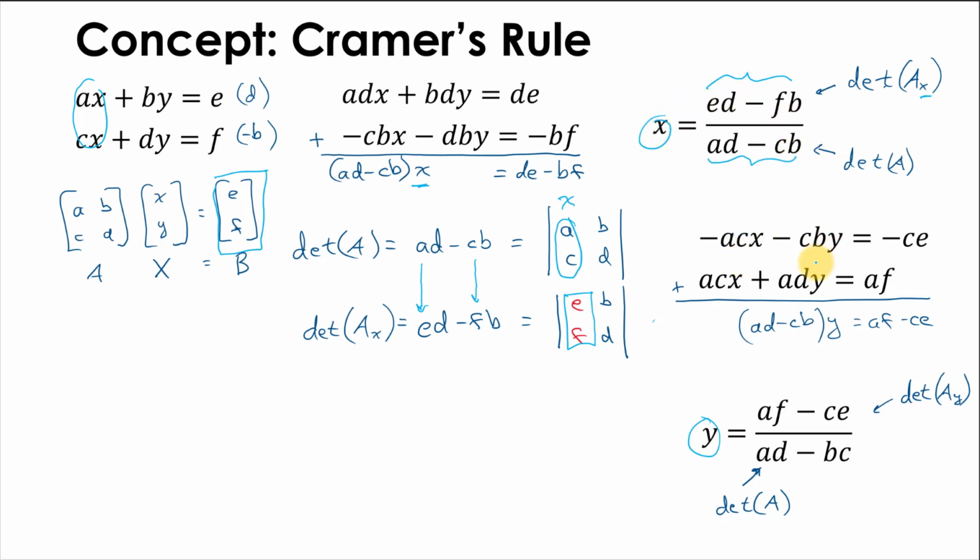So the determinant of AY, if that's AF minus CE, well, now let's take a look at this from our determinant of A.